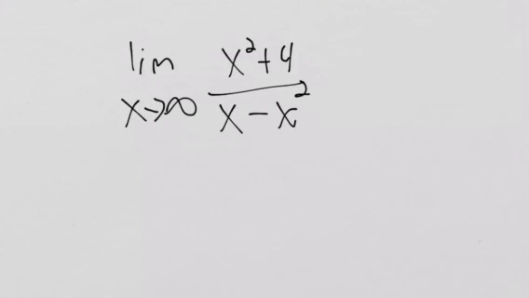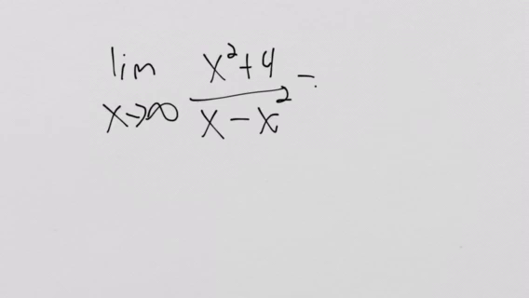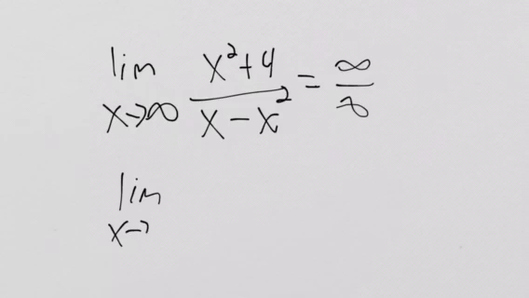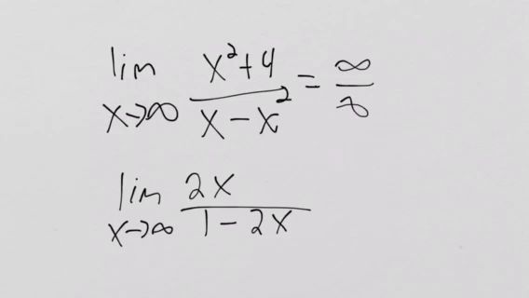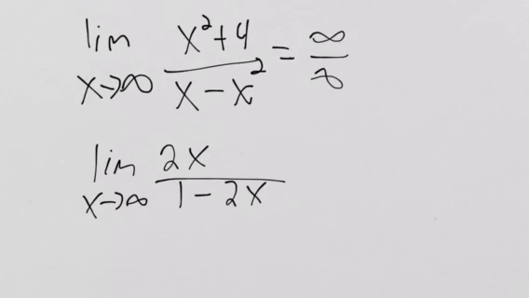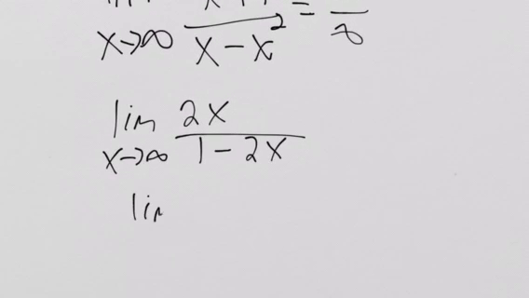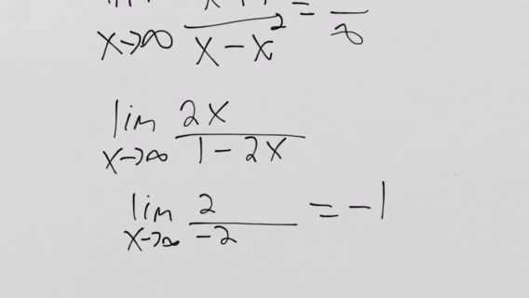And then last, we have the limit as x approaches infinity of x squared plus 4 over x minus x squared. If we plug in infinity, we just get infinity over infinity, so we can apply L'Hopital's rule, and then I'll talk about another way to think about this in a sec. So we get 2x on top, and the derivative of x minus x squared is 1 minus 2x. If we plug in infinity again, we're still going to get infinity over infinity, so we try one more time. The derivative of 2x is 2. The derivative of 1 is 0. The derivative of negative 2x is negative 2. So this limit is equal to 2 over negative 2, which is just negative 1.